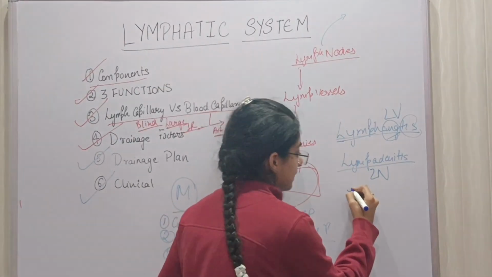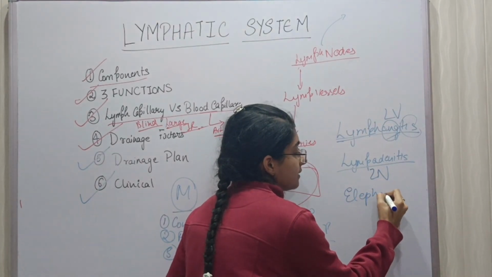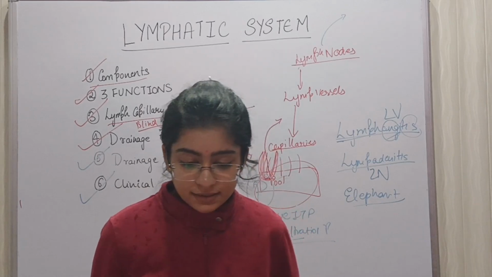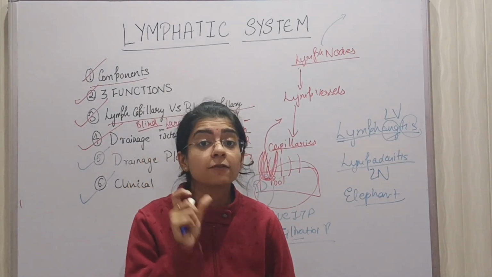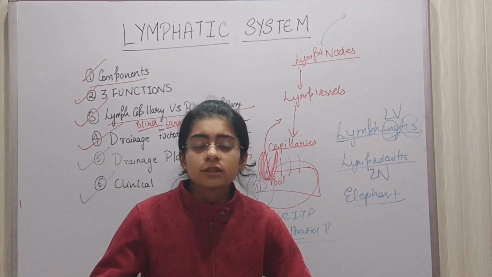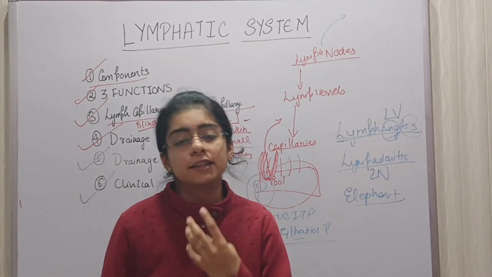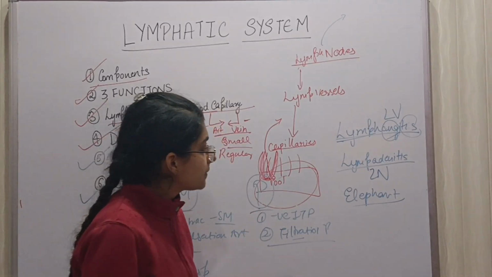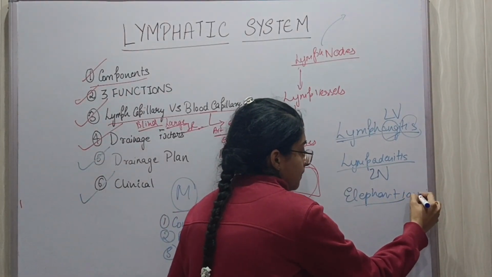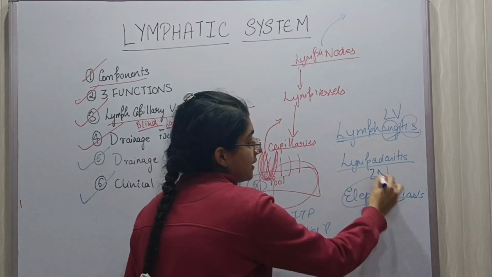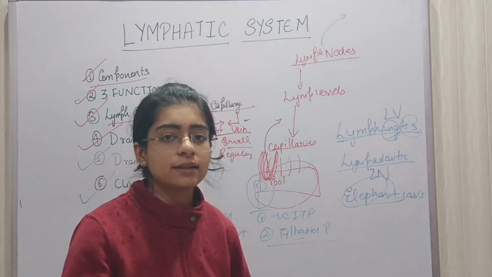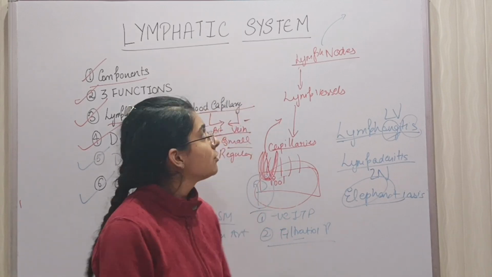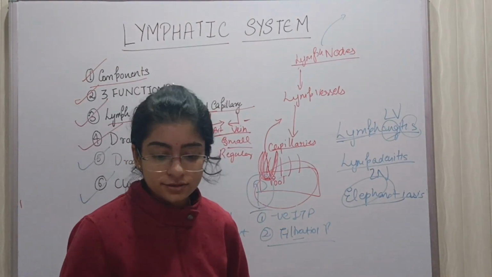Third is elephantiasis. Elephantiasis, we all know, if the adult filarial worm is lodged in the lymph vessels, then there is a blockage of the flow of lymph in the feet and the lower limb. So that is elephantiasis. It is known so because the limb looks like an elephant leg or foot. So this was about the lymphatic system.